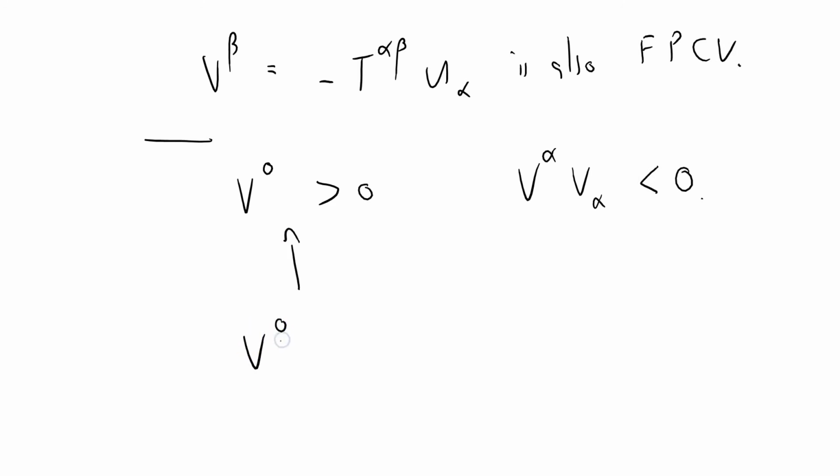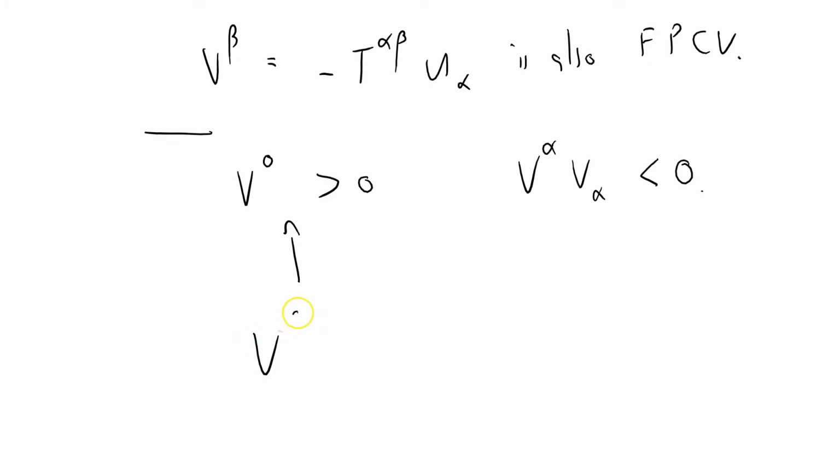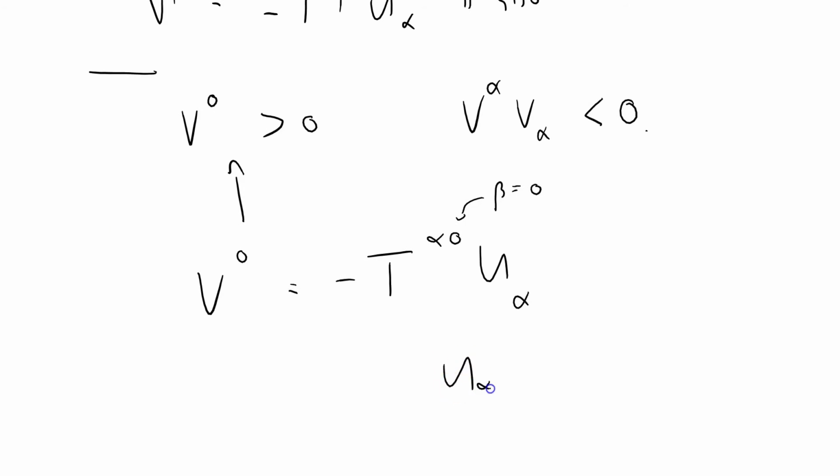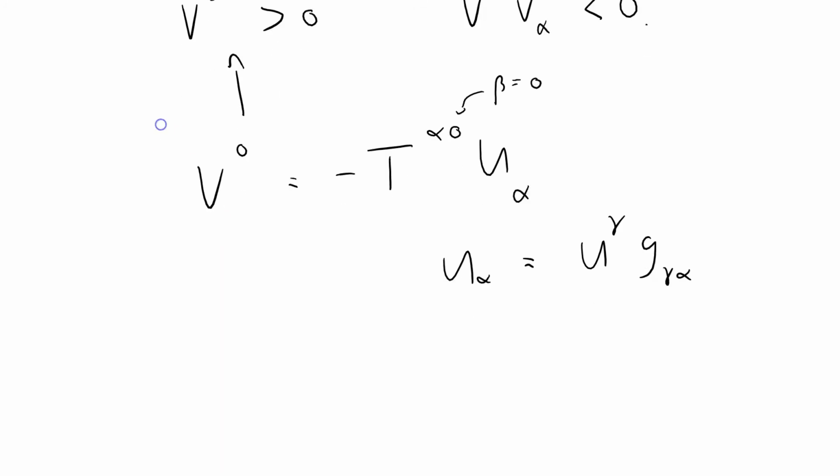What does v0 equal? Well, it equals minus T alpha 0 u alpha summed over alpha, because I'm substituting beta equals 0 into this equation. Okay, so what's u alpha? Well, u alpha equals u gamma g gamma alpha, just plain ordinary tensor notation there. I'm going to run out of letters, I don't want to use beta again.